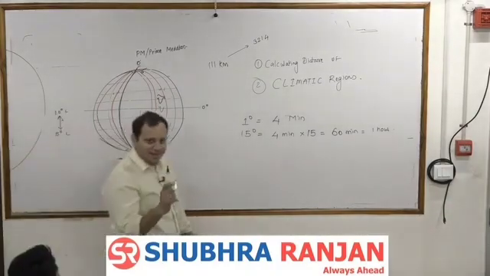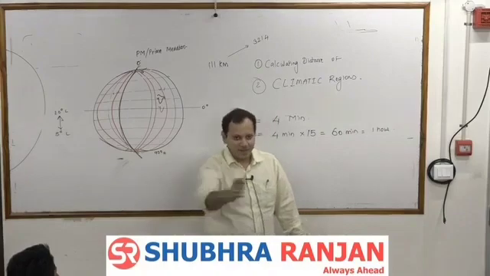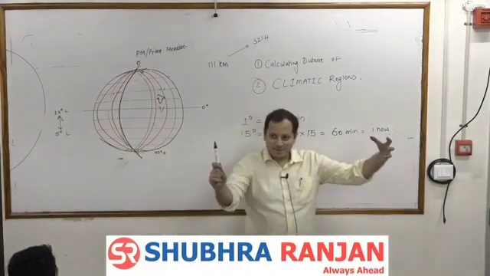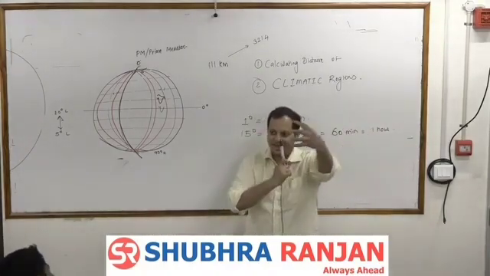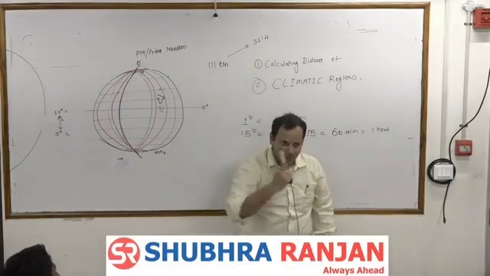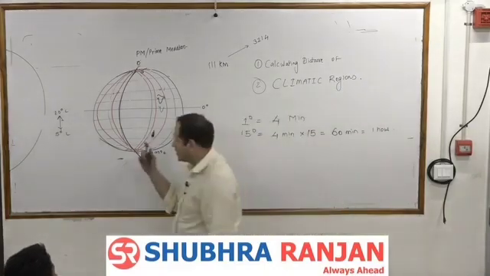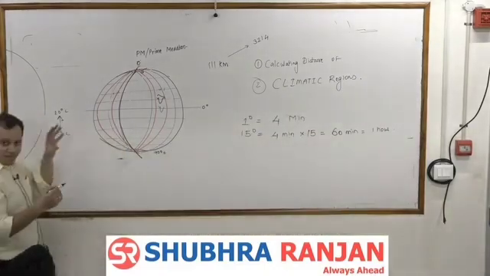Because the sun does not rise. It is we who are rotating. The sun is right there, we are rotating. It seems to us that the sun is rising and setting. So it is we who are rotating from west to east. Therefore we feel that the sun is rising from the east.